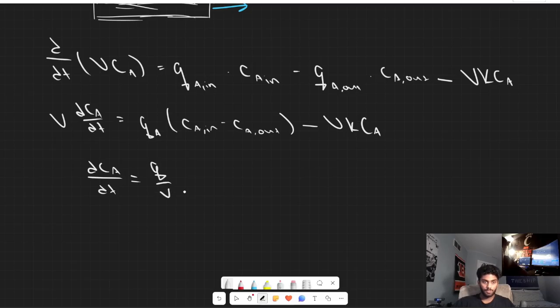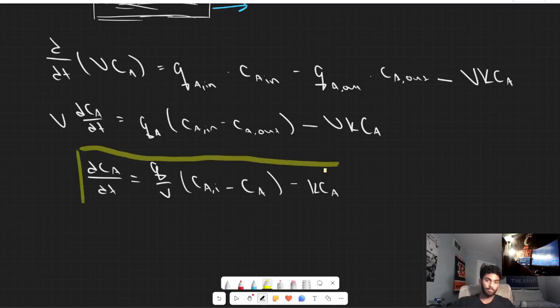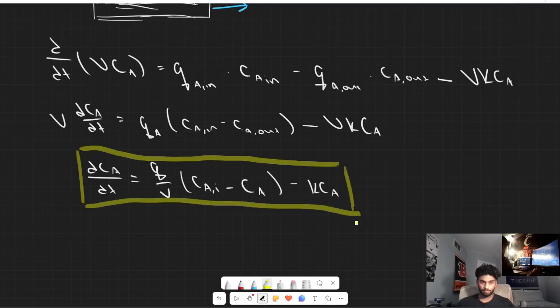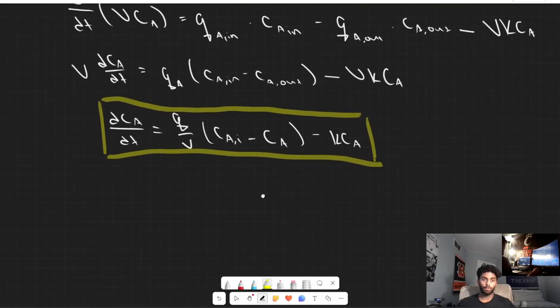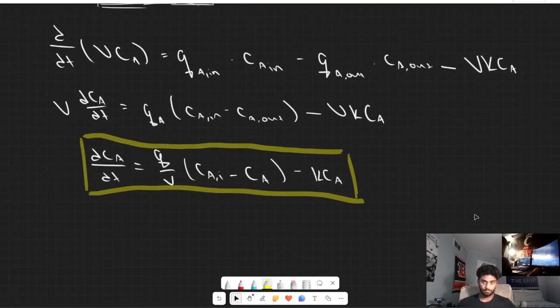I'll just name this Q. Then CA in, minus CA, because it's going to be the concentration of A at the outlet at any time T, minus KCA. So this will be our mass balance that we can use Python to manipulate and solve for our concentration.